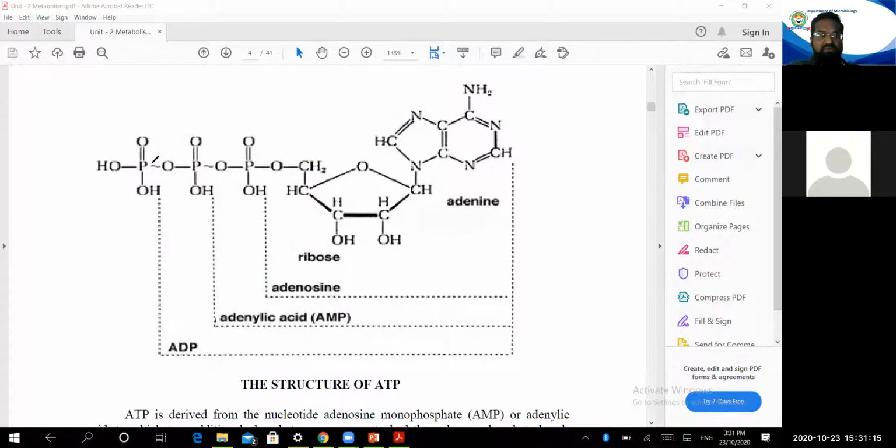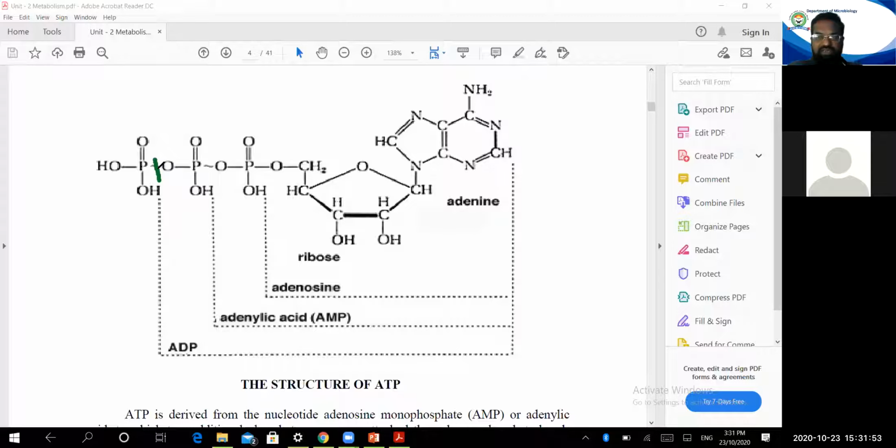Whenever this phosphorus is broken down, suppose at this location, the phosphorus will be released. The ATP molecule will become adenosine diphosphate. The adenosine will now have only two phosphorus groups attached to it, and when this bond is broken, 7.3 kilocalories of energy will be instantly released. Okay, this is how ATP serves as an energy provider for the cell.